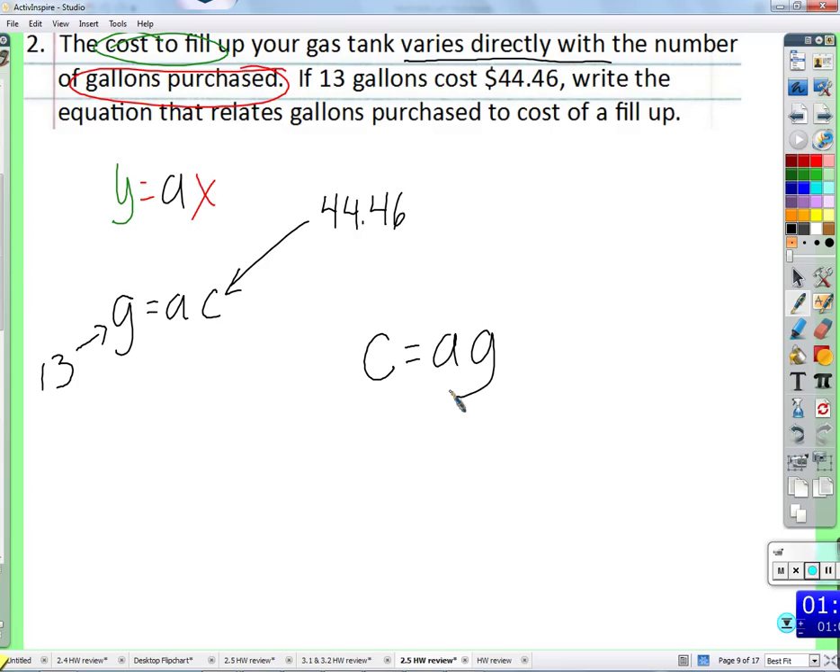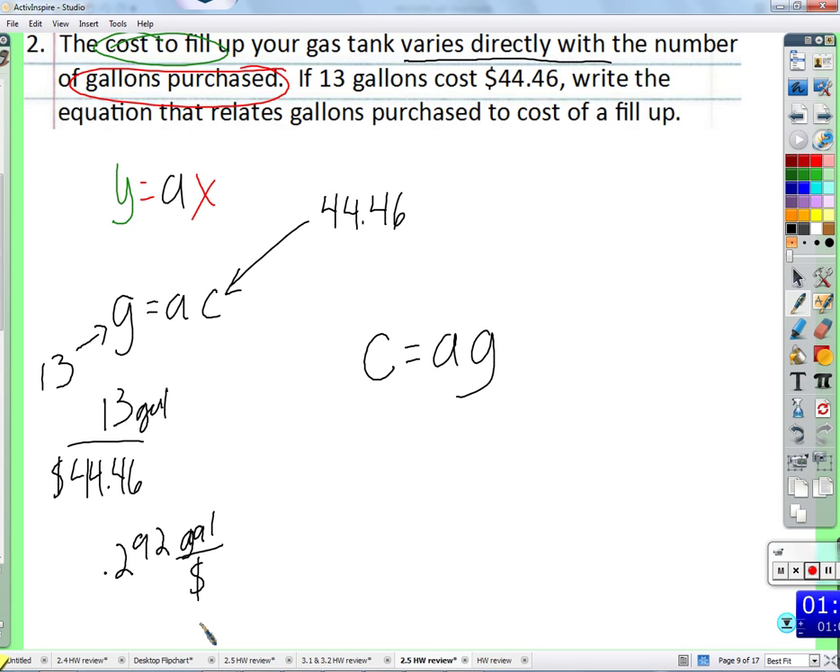So if we do it that way, then we solve for A by taking 13 divided by 44.46. First of all, let's look at the units of this: 13 gallons and $44.46. So I'm going to take 13 divided by 44.46. What's 13 divided by 44.46? A long decimal. 0.292. What are the units of 0.292? Gallons per dollar.